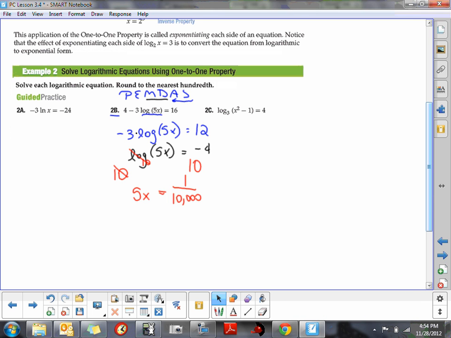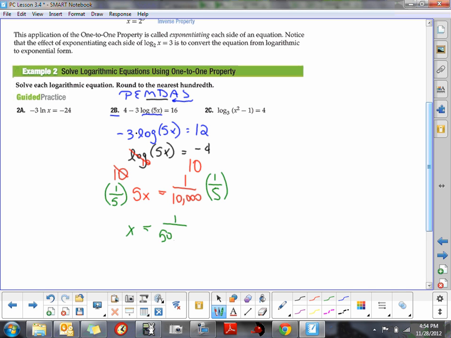To get rid of multiplying by 5, I do the inverse, and that is to divide by 5, or in this case, since there's a fraction, I'm going to multiply both sides by 1/5. So our answer would be 1 over 50,000. You can also get a decimal answer for that. It's not an approximation. I believe if you take 1 divided by 50,000, it is 0.00002. You can double check on that, but I believe that's right. Okay, so there's another modeling of how to solve these log equations.